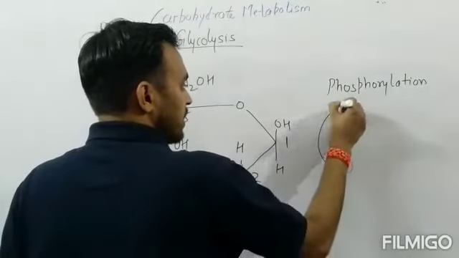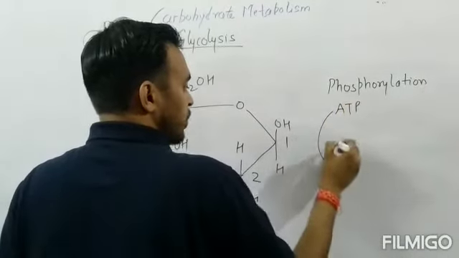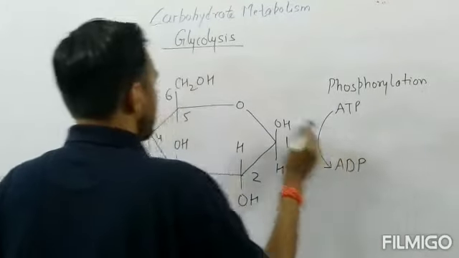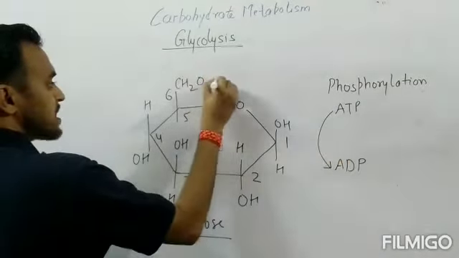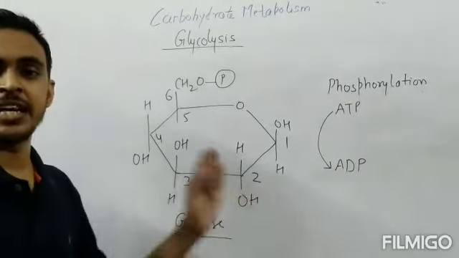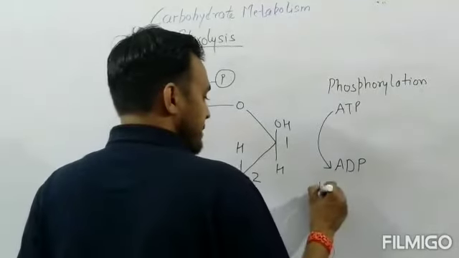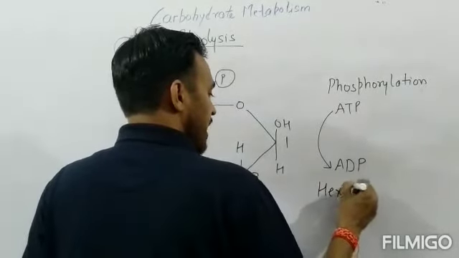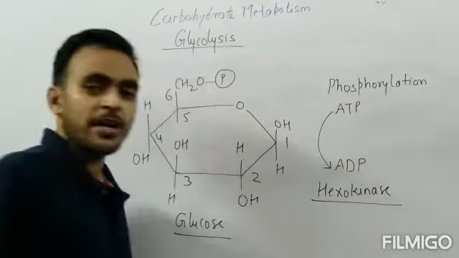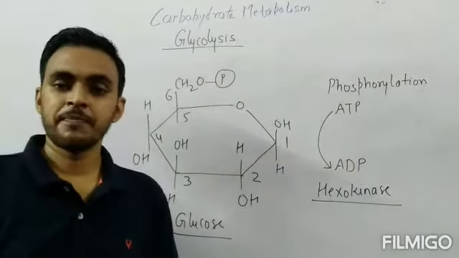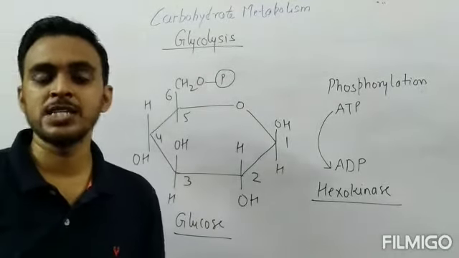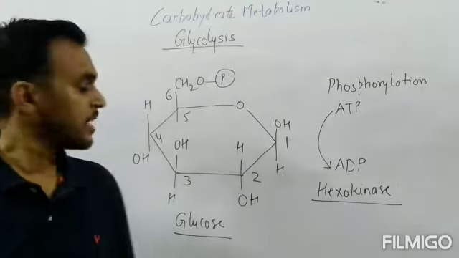and the ATP molecule, by donating one phosphorus to glucose, converts into ADP and the phosphate group is added to this sixth carbon. This reaction is catalyzed by the enzyme hexokinase. Hexokinase is for hexose sugar. One of its forms is glucokinase, present in the liver cells only.